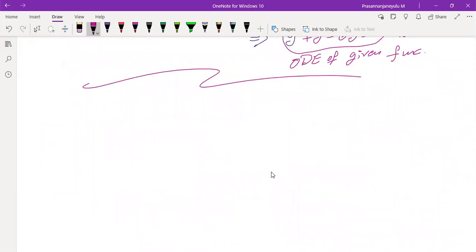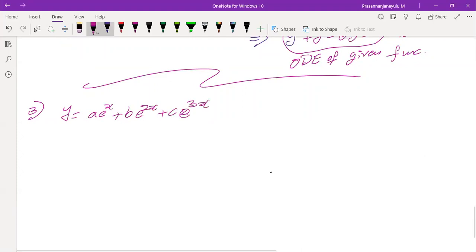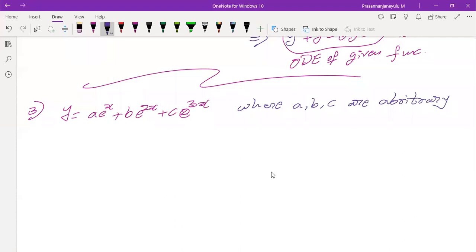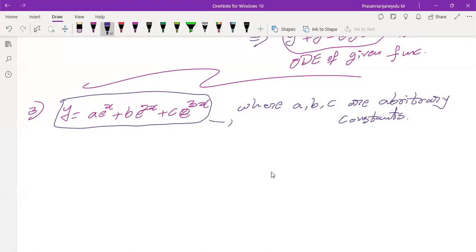Whenever we are having more than 2 arbitrary constants like this, the third problem is like this. y equals a into e power x plus b into e power 2x plus c into e power 3x, where a, b, c are arbitrary constants. Now, how many arbitrary constants are there? 3. So how many times do we have to differentiate? 3.